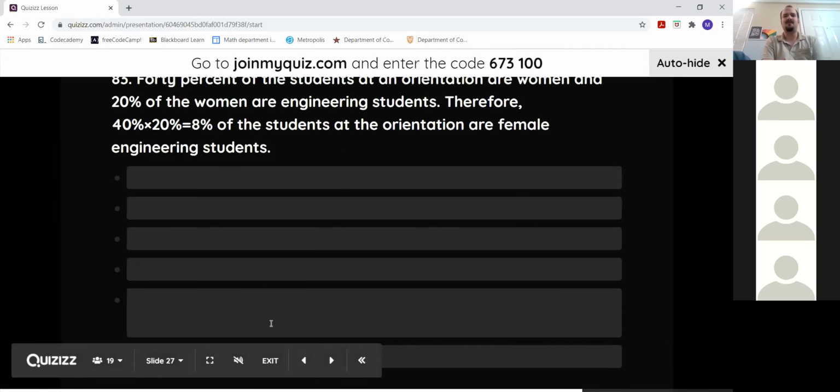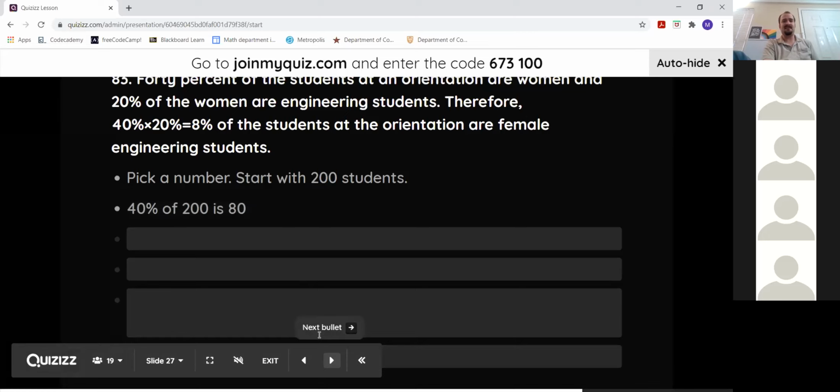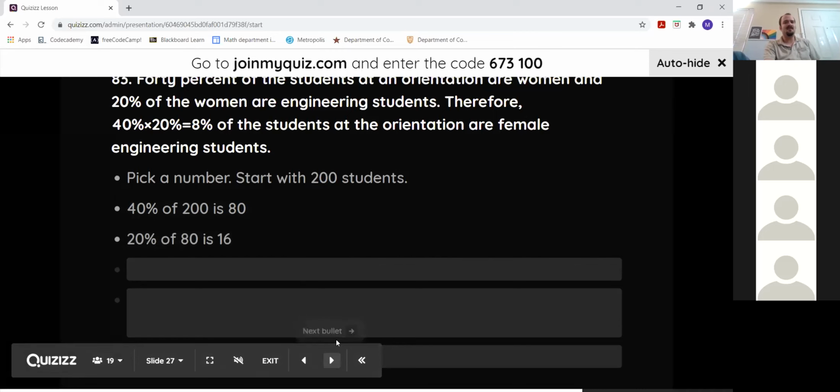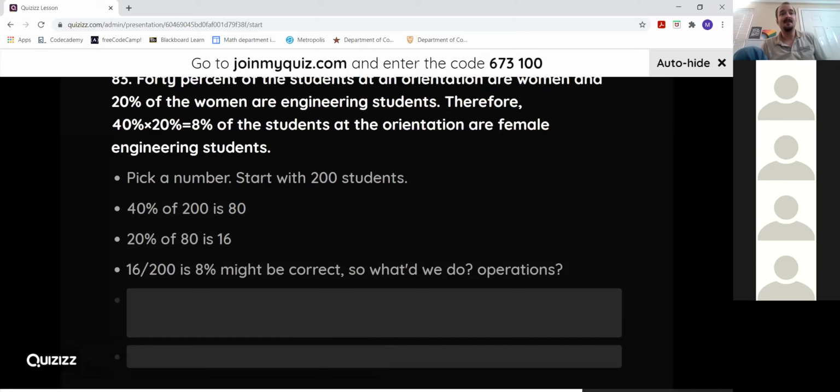But like I was saying, I picked the number 200, and I did this so I could have the steps laid out. 40% of 200 is 80, and then 20% of 80 is going to give me 16. So 16 out of 200 is going to be the 8% that we were looking for. So that seems to be correct. But this is only showing me an inductive sort of proof, right? It's not actually proving it beyond a shadow of a doubt like we like to do in math.